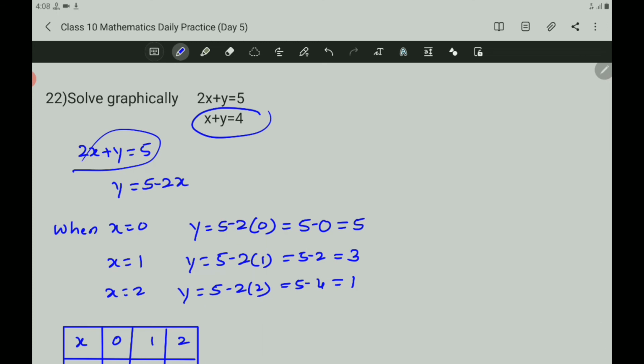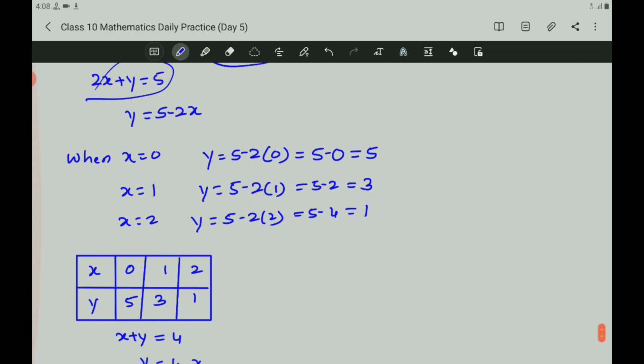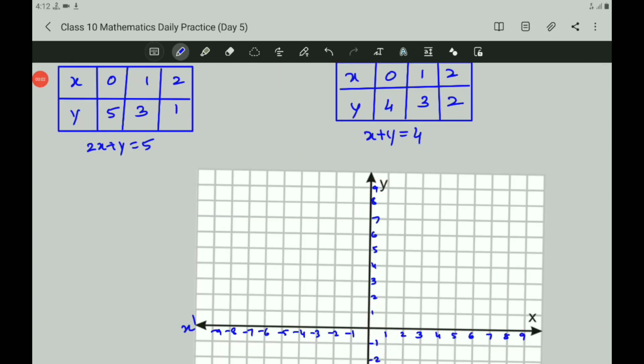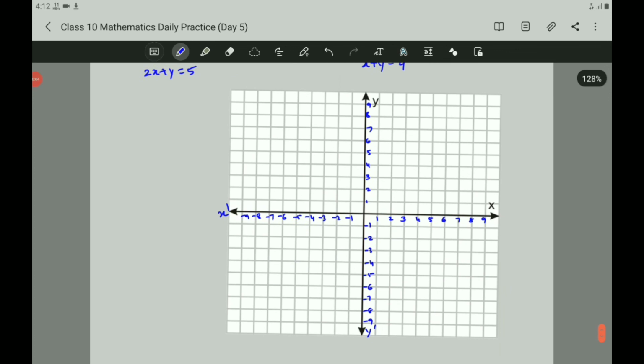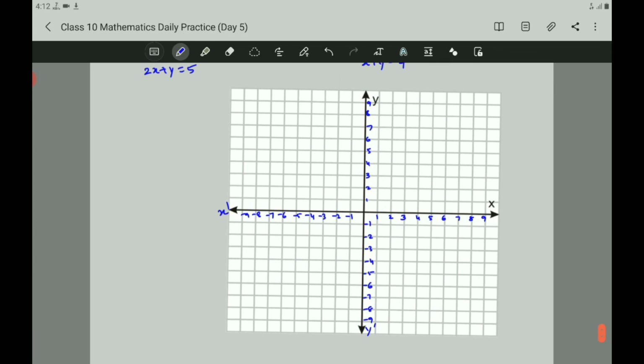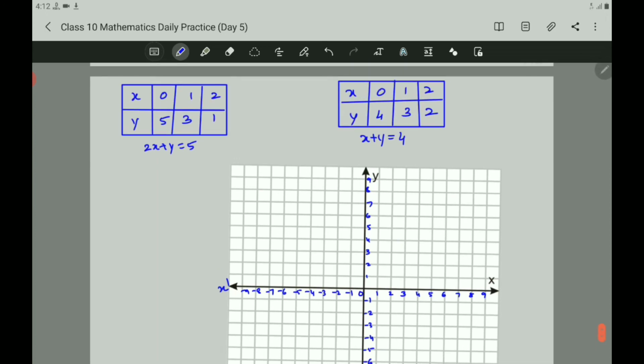Now let us draw the straight line. Let us come to the graph and draw the x-axis and y-axis which are perpendicular to each other, and you mark the origin. Here the maximum on the y-axis is 5 and maximum on the x-axis is 2. So you can take the scale, 1 centimeter equals 1 unit.